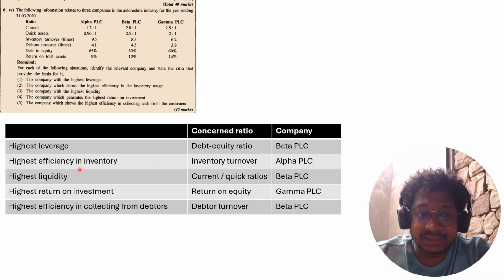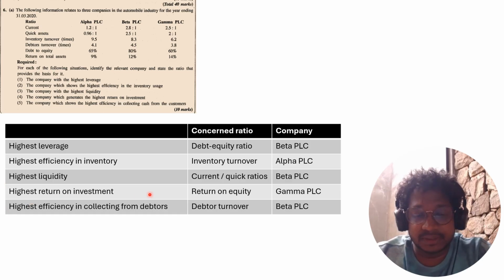To find out highest efficiency in inventories, you have to consider inventory turnover ratio. So the highest inventory turnover has alpha PLC. So which means the highest efficiency in inventories, comparing these three, is alpha PLC. For highest liquidity, you have to consider current or quick ratios. So based on current or quick ratios, comparing these three, the highest liquidity is in beta PLC.